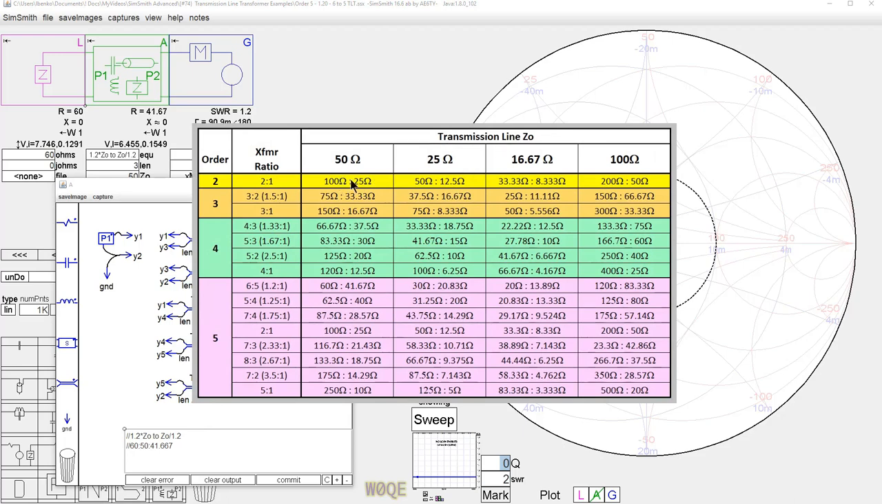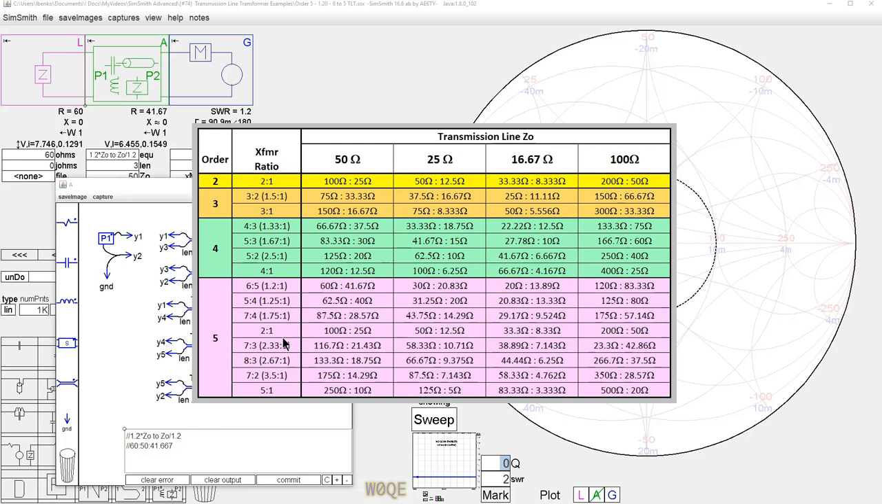I calculated the impedances for a 50-ohm transmission line with two pieces of 50-ohm transmission line. I got this transformer ratio in voltage, this impedance ratio, 100 to 25, 75 to 33. These two, the orange group, is with three transmission lines. The green group is with four. The light purple group is with five. You don't see anything that was six, seven, or eight, even though those exist.